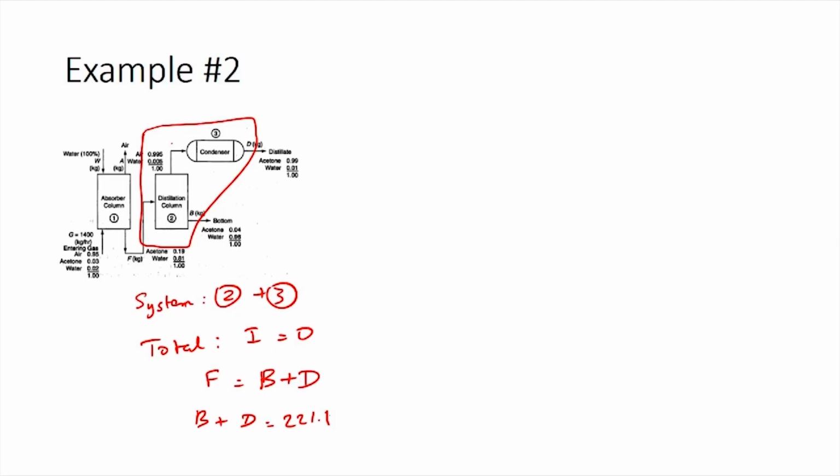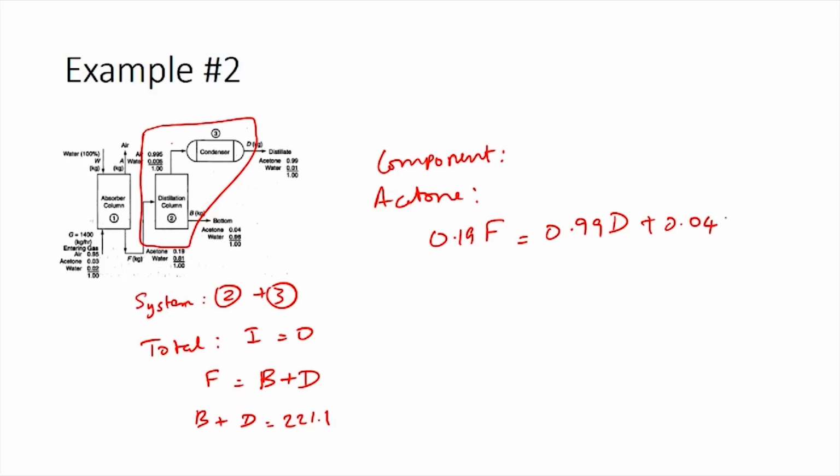We can write the component balance for acetone, which would be 0.19 times F equals 0.99 times D plus 0.04 times B. Now, we have two equations, equations 1 and 2, which contain only two unknowns. So, these two equations can be solved simultaneously to get the values for B and D.